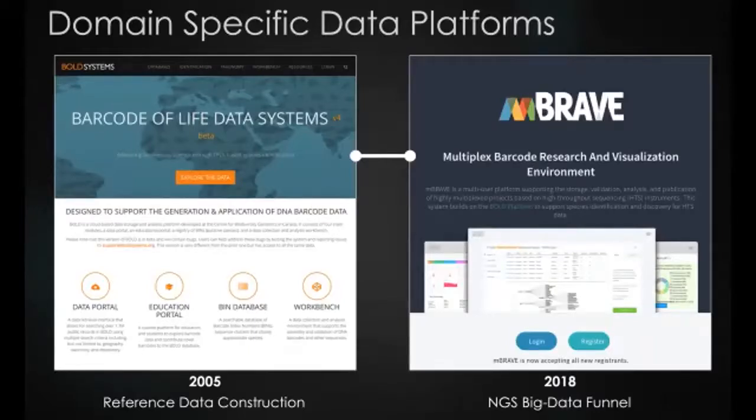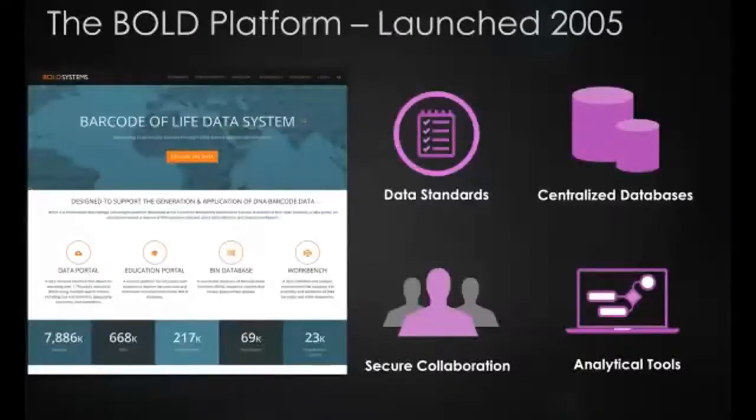We saw additional needs, and we started work on a new, complementary platform called the Multiplex Barcode Research and Visualization Environment in 2018. And so let's start by looking at BOLD carefully. A system like this really had to solve four challenges. One, we needed data standards, centralized databases, and we needed to support secure collaboration because biodiversity work did not happen in any single institution. It is as diffuse as any discipline can be.